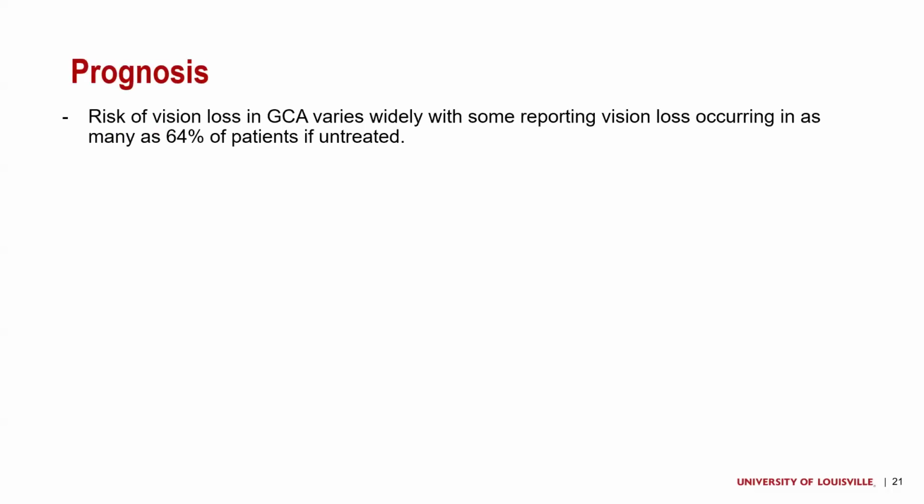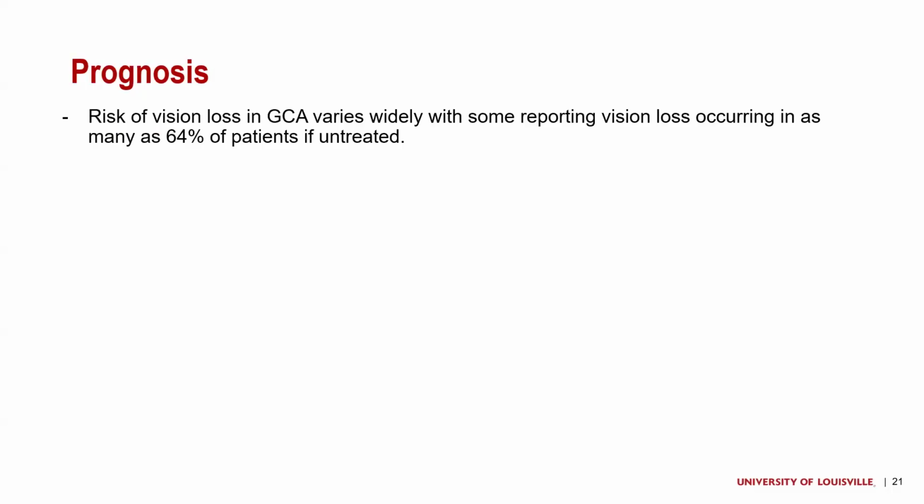Okay, and now we just have a few minutes left, so I'll try and go through this pretty quickly. In terms of the prognosis of giant cell arteritis, reports vary greatly, but what everyone worries about is bilateral permanent vision loss. Studies report that if a patient is not treated, this can occur in as many as 64% of patients. However, this varies a lot.